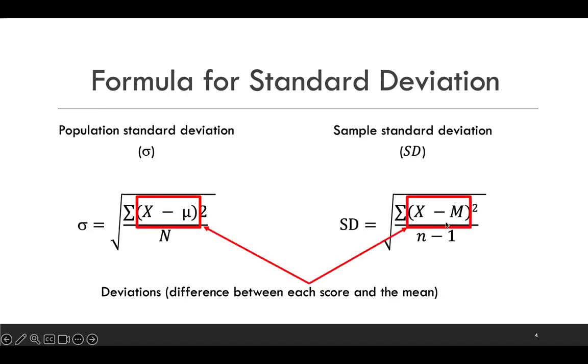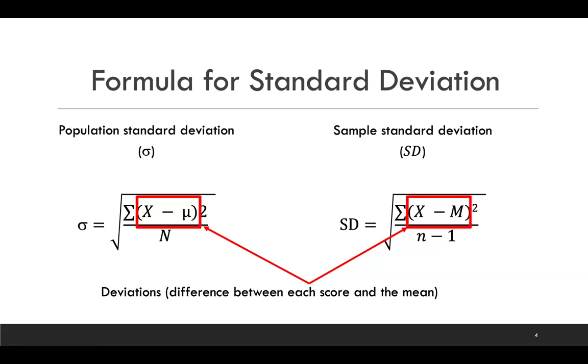So what we're looking at again is we're taking those deviations, which is the difference between each score and the mean. We're squaring each of those deviations for each score, and then we're getting the sum of those squares, dividing it by n minus 1, and then getting the square root of that to get our standard deviation.